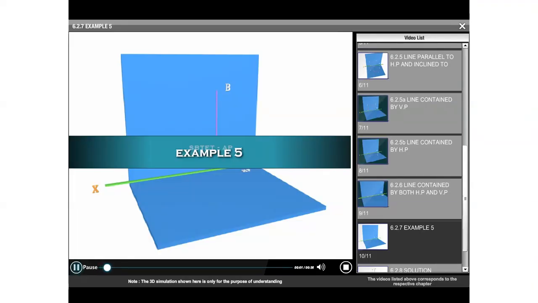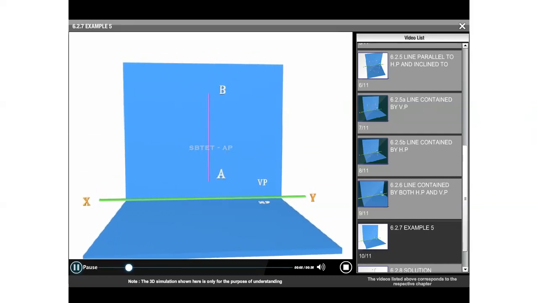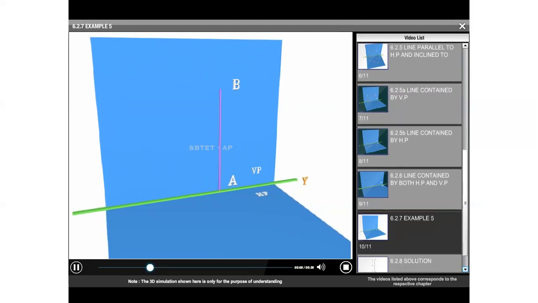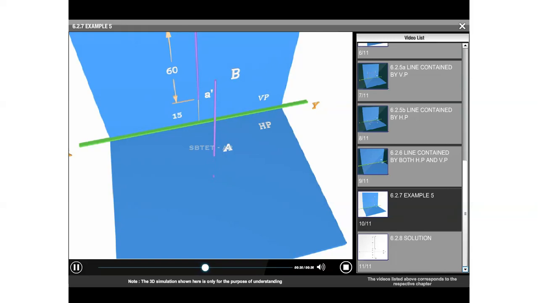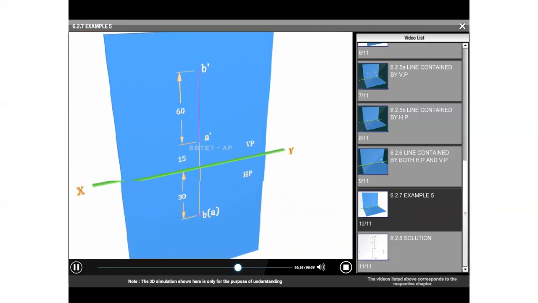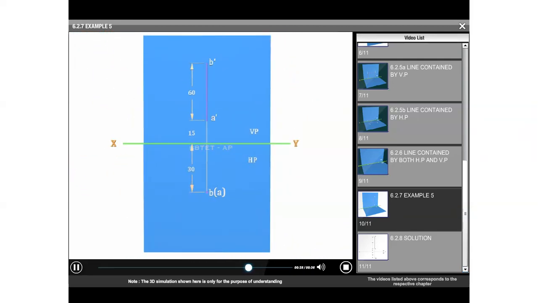Example problem 5. In this, a line AB is of length 60 mm with one end 15 mm above HP and 30 mm in front of VP. As the line is perpendicular to HP, its top view will be a point and the front view will show the true length.